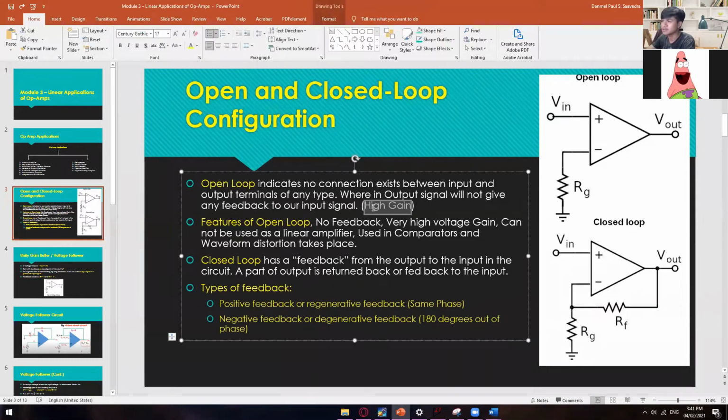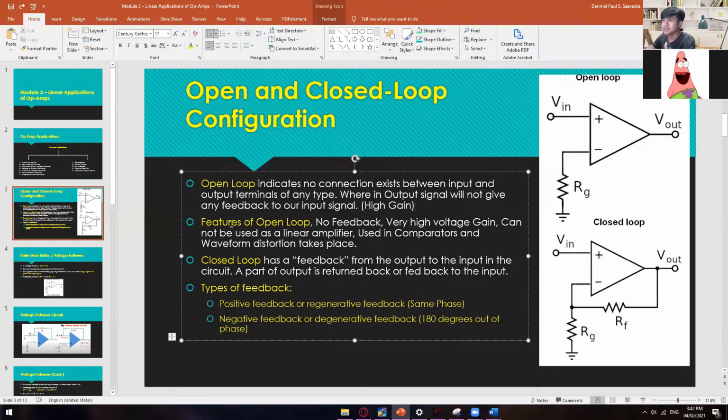As a result, this will always give you a high gain, like 120 times or 1,000 times higher. Like your 1 volt will become 1,000 volts. But then again, this one is unusable in the real world, because having too high a gain is uncontrollable. It's not stable. That is why we have the closed loop configuration.